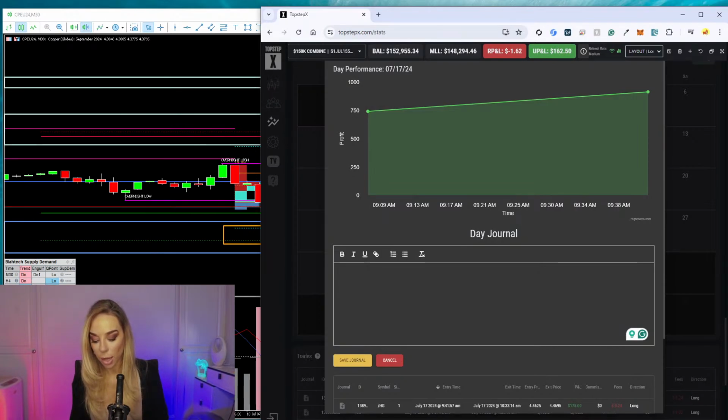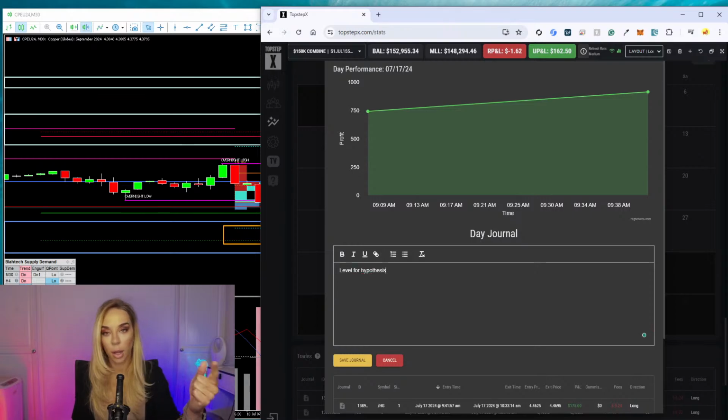So you can say level for hypothesis. I like to say hypo 1, hypo 2, hypo 3. I typically have about 3 to 4 hypos per day to account for both longs and shorts. That keeps me pretty unbiased. And then if something starts to break down, I will look at the other side of the story to see whether I can maybe find a trade in the opposite direction. This is why I'm relatively able to stay objective on the majority of the days.